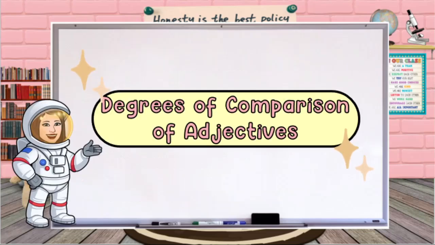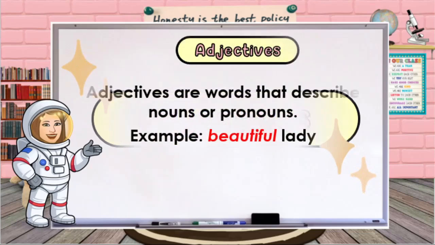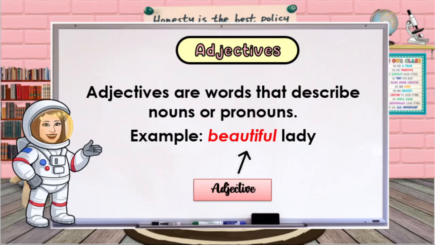So for today, our lesson would be all about the degrees of comparison of adjectives. But what are adjectives, by the way? Adjectives are words that describe nouns or pronouns. For example, beautiful lady. The word beautiful here is the adjective that describes the noun, which is the word lady.